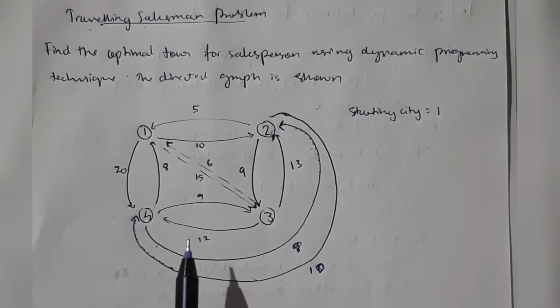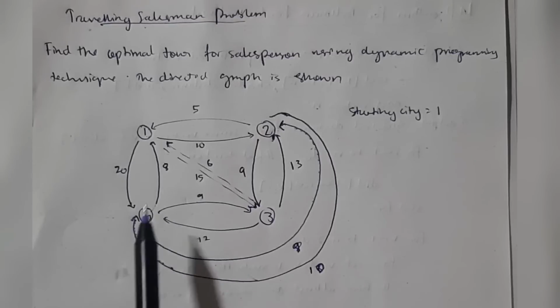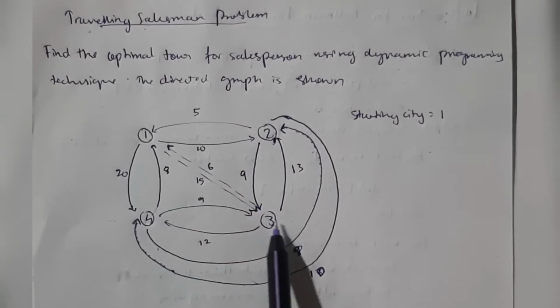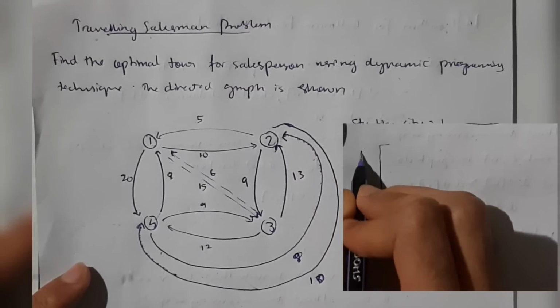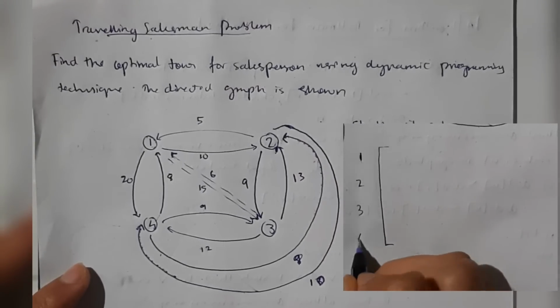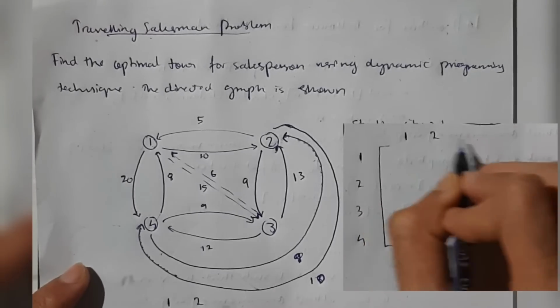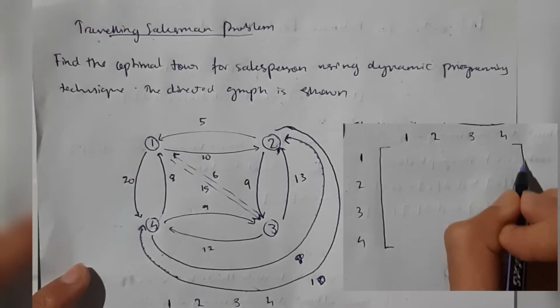The first thing you have to do is make a matrix by looking at the graph. How you will do that is count how many vertices there are: 1, 2, 3, and 4. So I'll be making one matrix here, with 1, 2, 3, and 4 on the rows, and here also 1, 2, 3, and 4 on the columns.